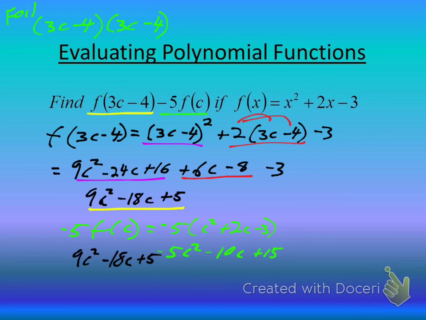And now combine those two like terms. All right? So 9c squared minus 5c squared gives you 4c squared. Negative 18c minus 10c gives you negative 28c. 5 plus 15? 20.